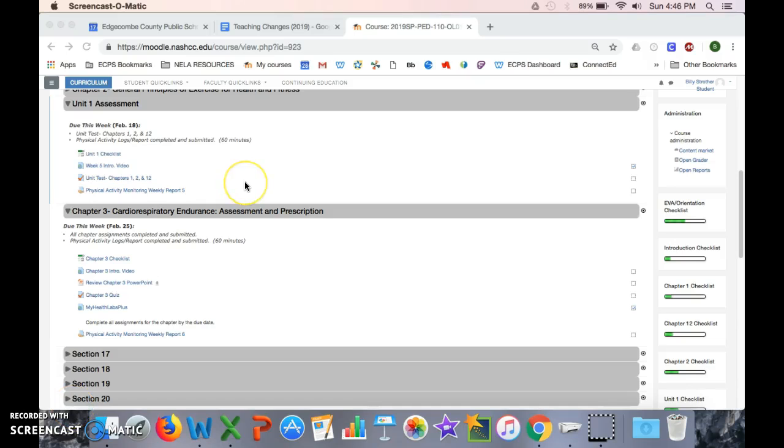So we've completed our first unit, which is really just the introductory part of the course. And now we're going to get into specific areas of health-related fitness. Our first area is cardiorespiratory endurance. We start with this area because we're talking about heart health here, as well as our respiratory system, our lungs. Taking care of our heart is one of the most important things we can do.